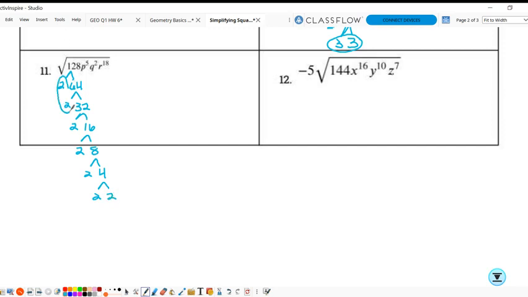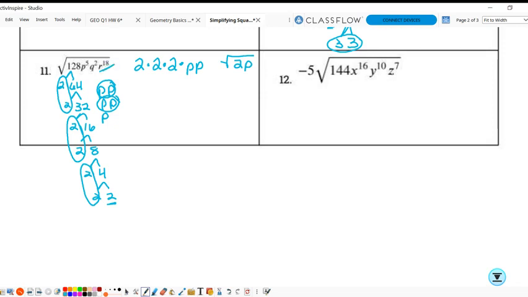Circling my prime numbers. I see that I have 1, 2, 3 sets of prime number pairs, so they're going to come outside the radical. My single 2 is going to be in the radical. I have 5 p's. So I have 2 sets of those, and 1 in the radical.